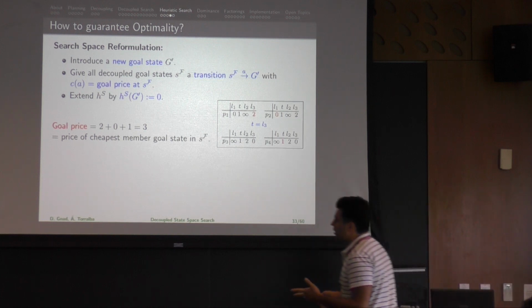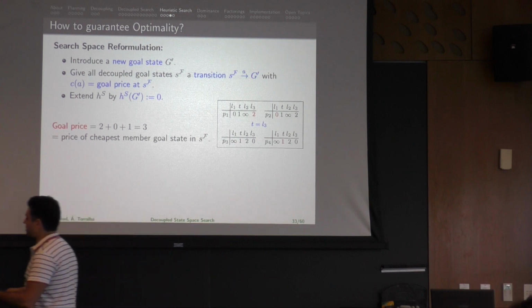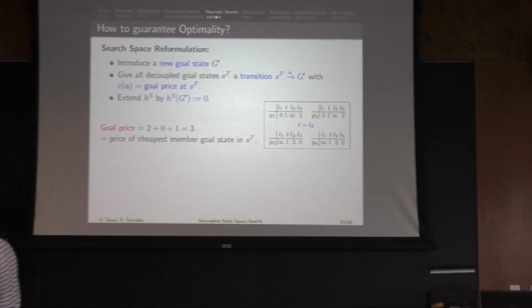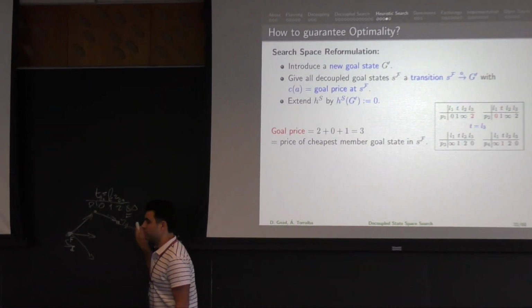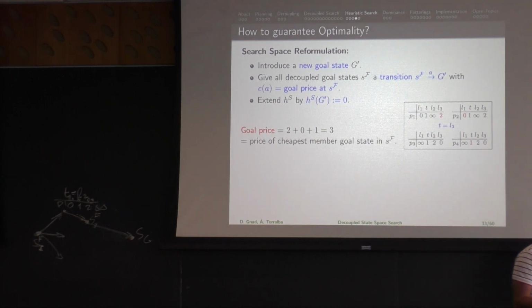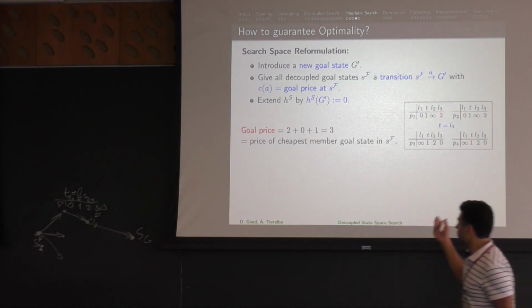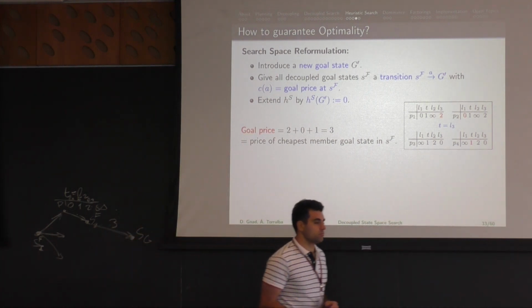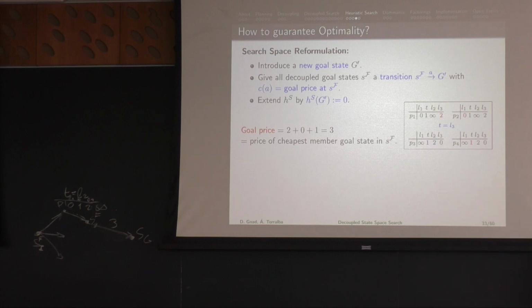So basically, the A star search is aware of the cost of all these center actions, and all that we need is to add the cost of all the leaf actions just at the end in order for A star to be able to prove optimality. So basically, here in our example, we will have a transition here with cost 3, and that's it.